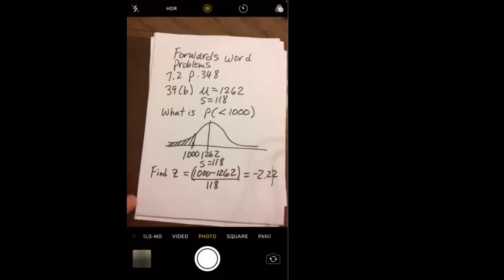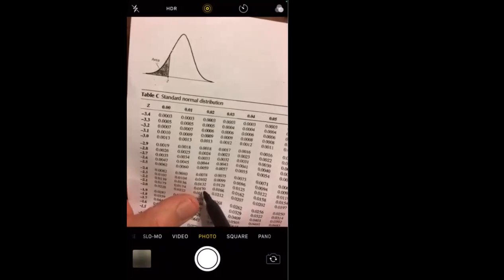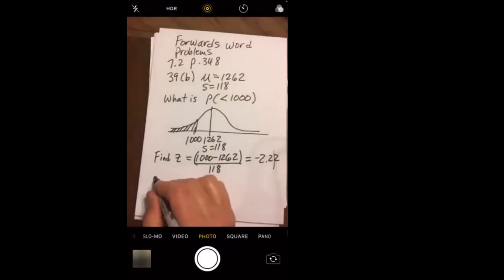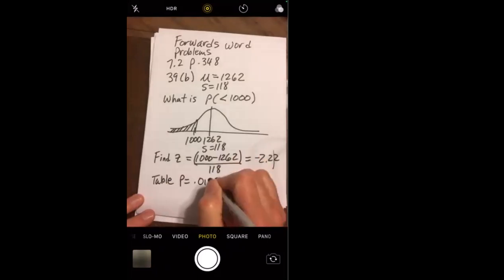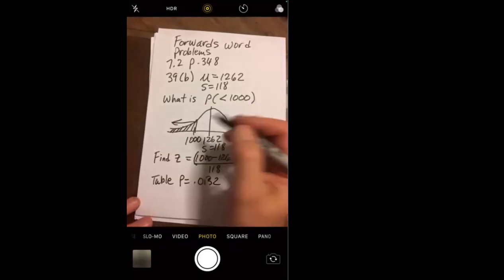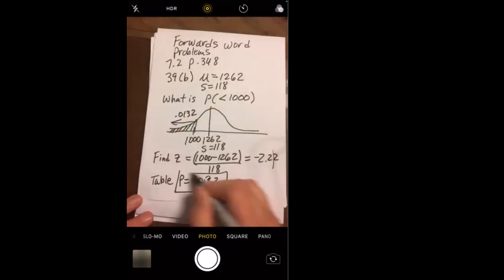All right, I'm going to split off the 2 and look it up forwards. Negative 2.2, the .02 column is 0.0170. No, I'm sorry, wrong row below. It's 0.0132 from the table. 0.0132 would be the area to the left of the black, and that would be our answer.